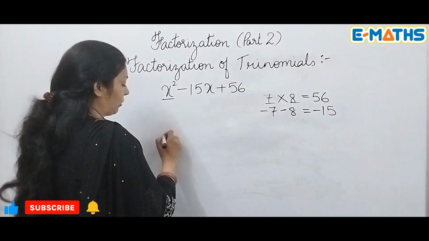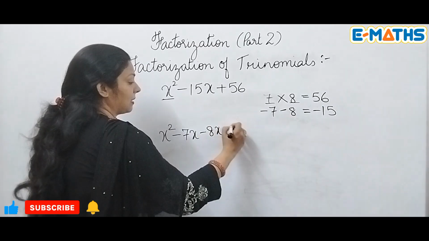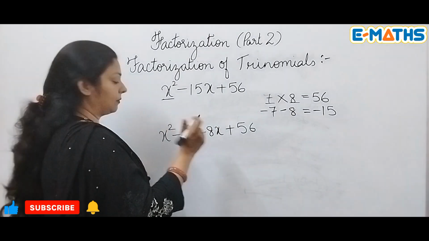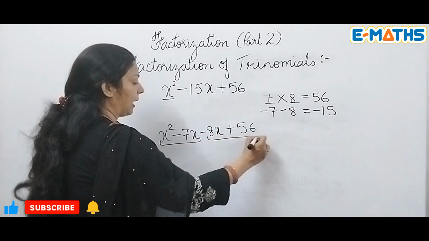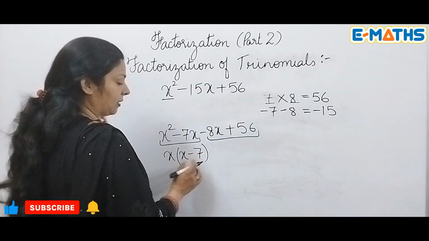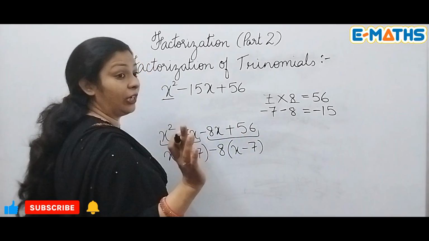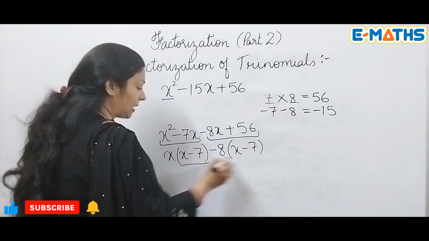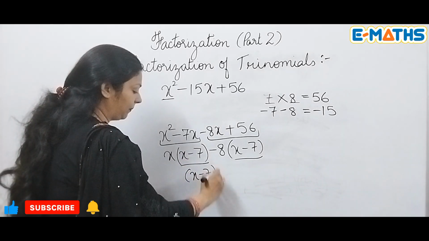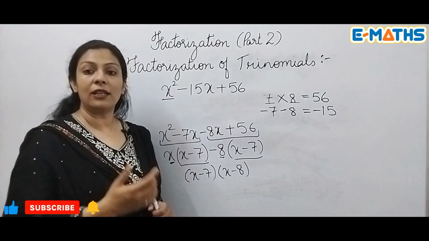And now see how I am going to write this up. x square minus 7x minus 8x plus 56. This is basically splitting the middle term to factorize. Now group it up and take out common. x will come out here, x minus 7 will be the thing in the bracket, and minus 8 will be taken out here, so x minus 7 again. I have already told you in my last video that the bracket terms have to be the same, only then can you make out that your answer is correct. So here your answer will be x minus 7, and whatever is left out will be written in the next bracket.